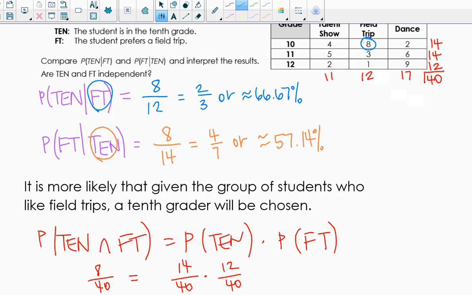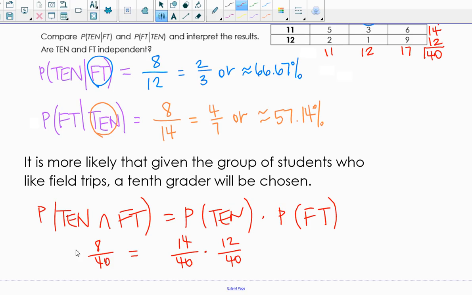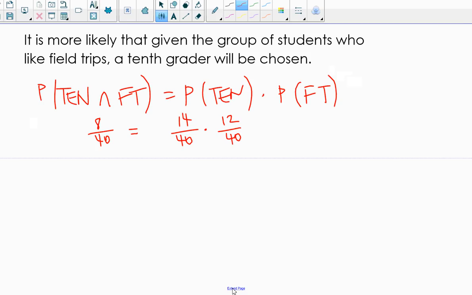Okay. So, when you calculate that, you end up with 20% on this side. And then, oops, when you calculate the other side, you end up with 10.5%. So, very clearly, those are not equal. So, these are dependent.